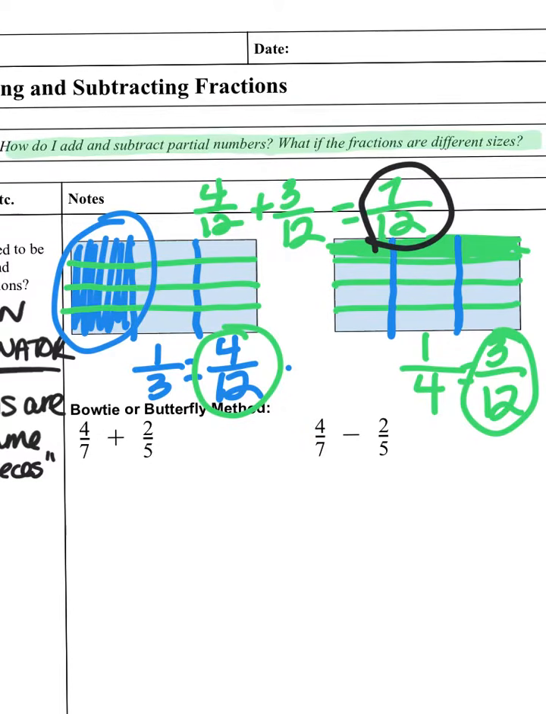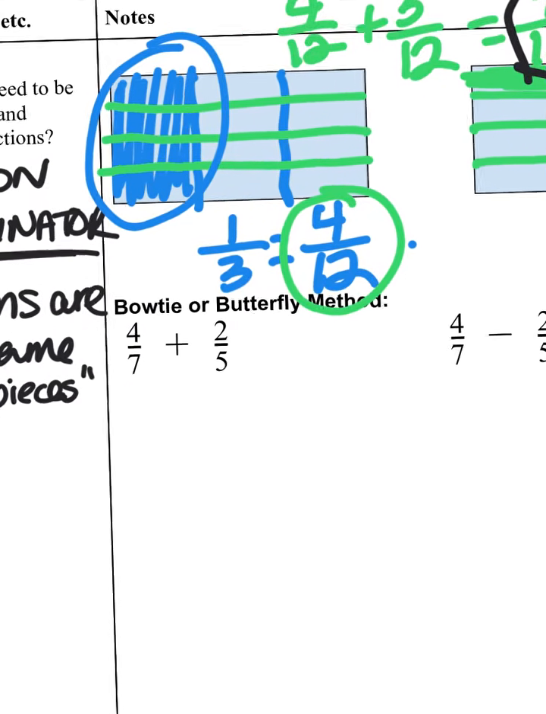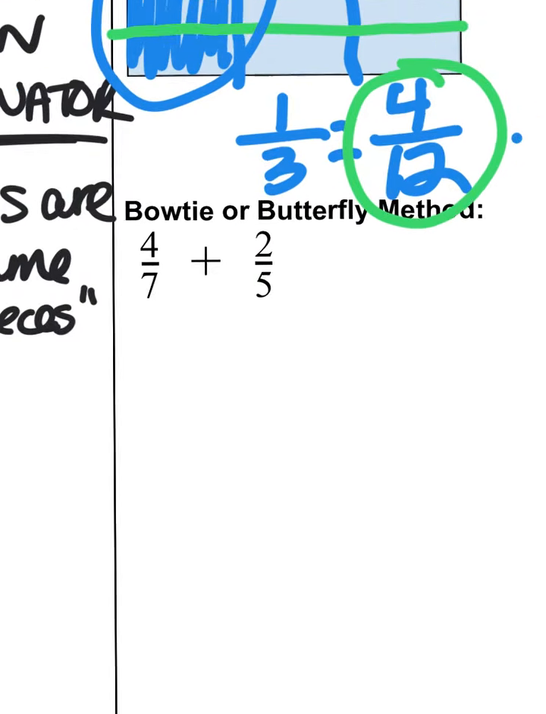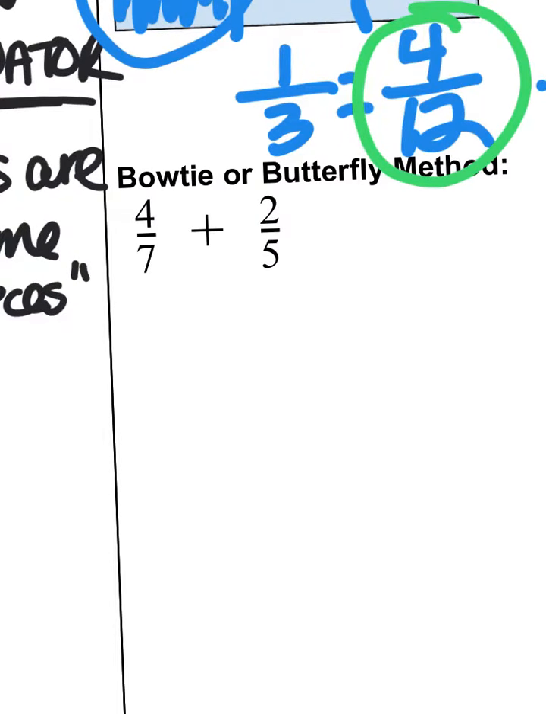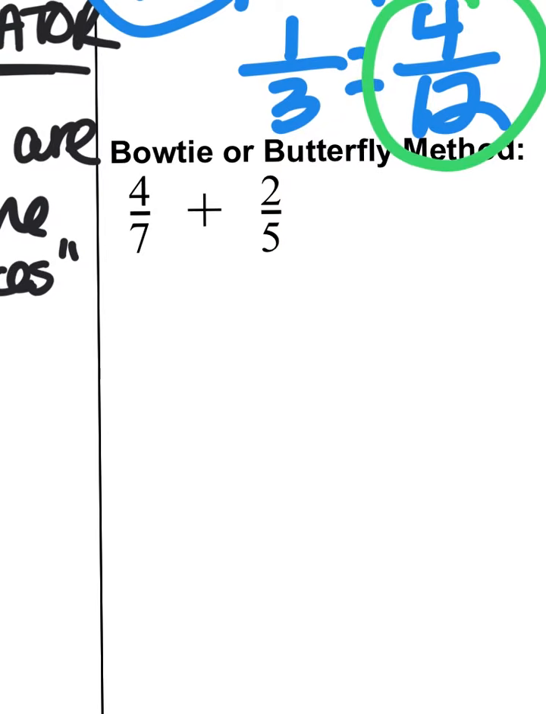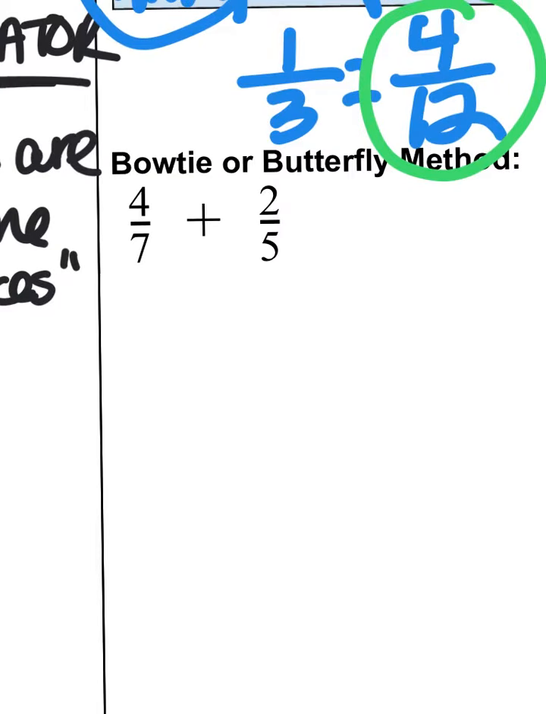Okay? So there's actually a really cool way to do this mathematically where you don't have to draw this picture out for yourself all the time. And we call that either bow tie method or butterfly method. Now, when I made the note pack, I should have left you some more room up here, so I'm going to rewrite this. I think we can do it without.